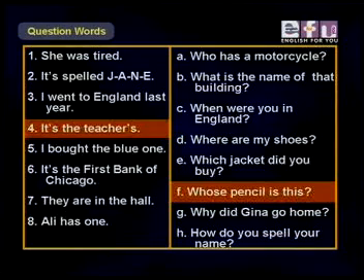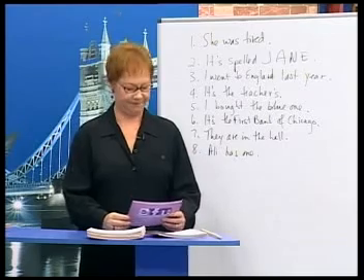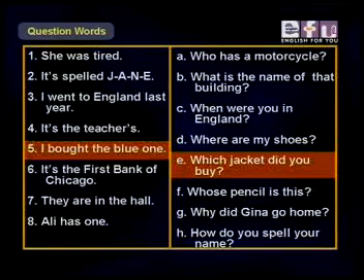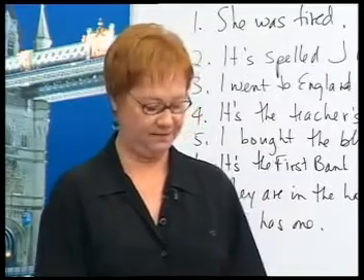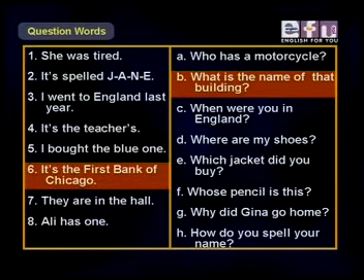Isabel? It's the teacher's. Whose pencil is this? Whose pencil is this? It's the teacher's. Okay, good. Ali? I bought the blue one. Which jacket did you buy? I bought the blue one. Susan? It is the First Bank of Chicago. What is the name of that building? It's the First Bank of Chicago.